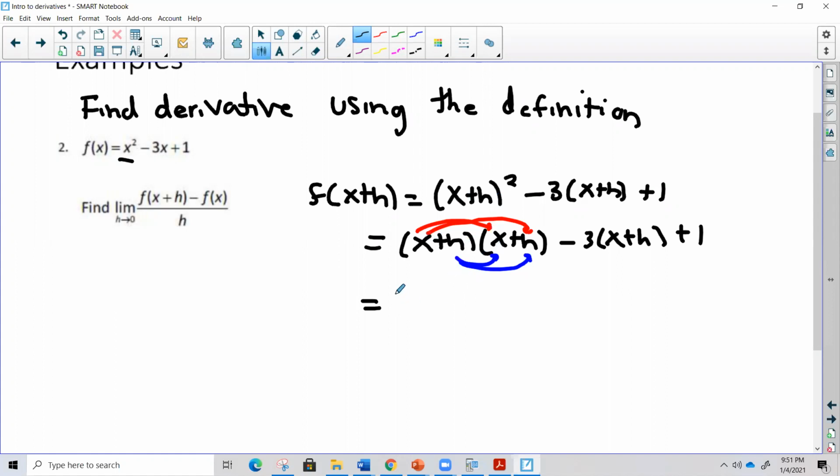So I have x times x for my first. So that's x squared. My outer would be x times h, which is xh.